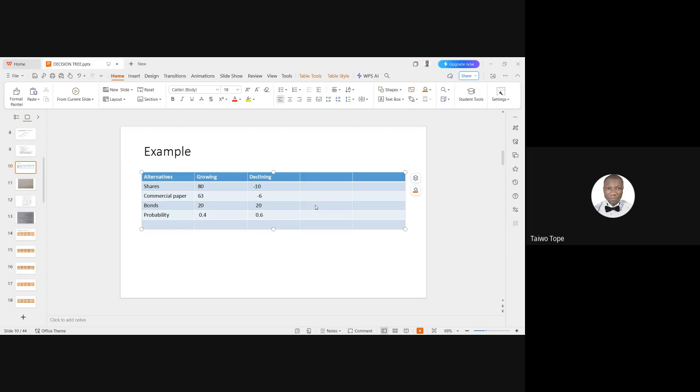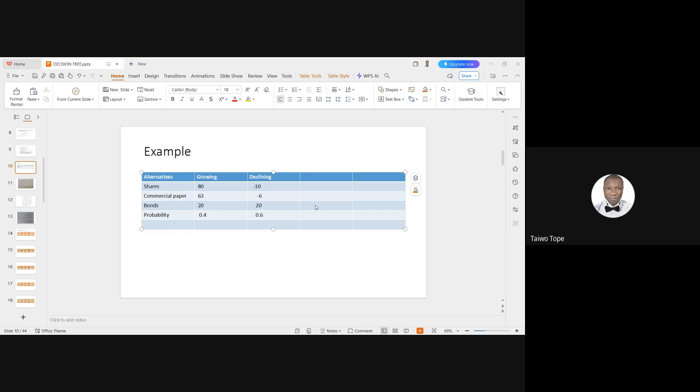Then your bonds is also expected to have 2 points, but because the outcomes are the same, there's no need for us to have 2 points. We can just come up with a single point, because the conditions, either growing or declining, give us the same outcome. Even when you solve with your probability, you still get 20.